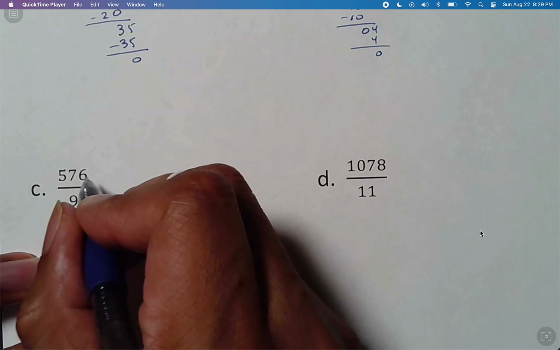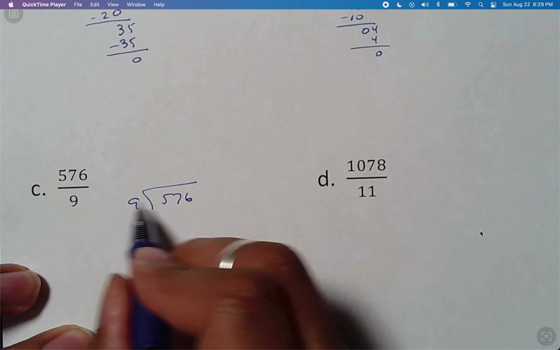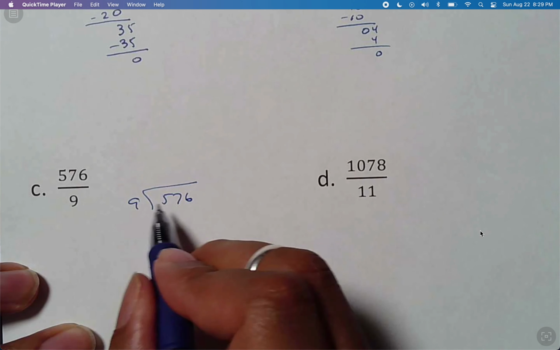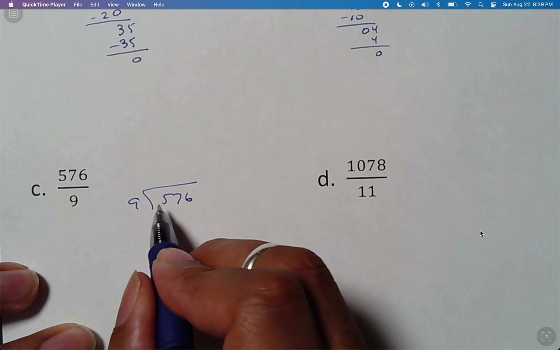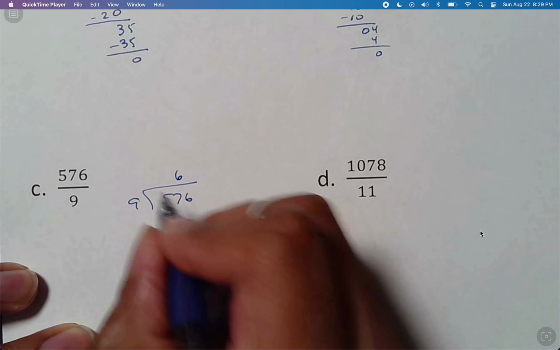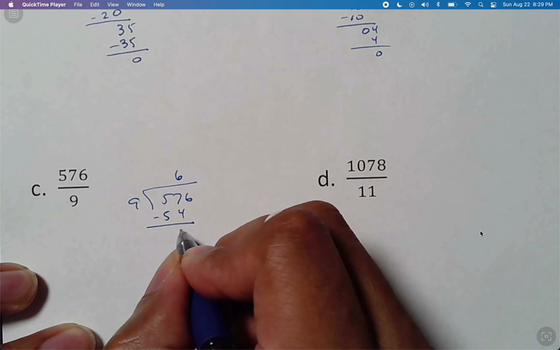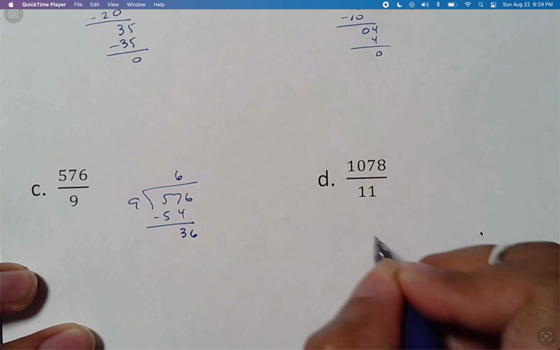576 divided by 9. Inside should be 576. Outside should be 9. 9 does not go into 5, but it does go into 57. Again, because I know my numbers, I know it'll be 54, which would be 6 times, because 6 times 9 is 54. Subtract those two numbers. Bring down your 6.